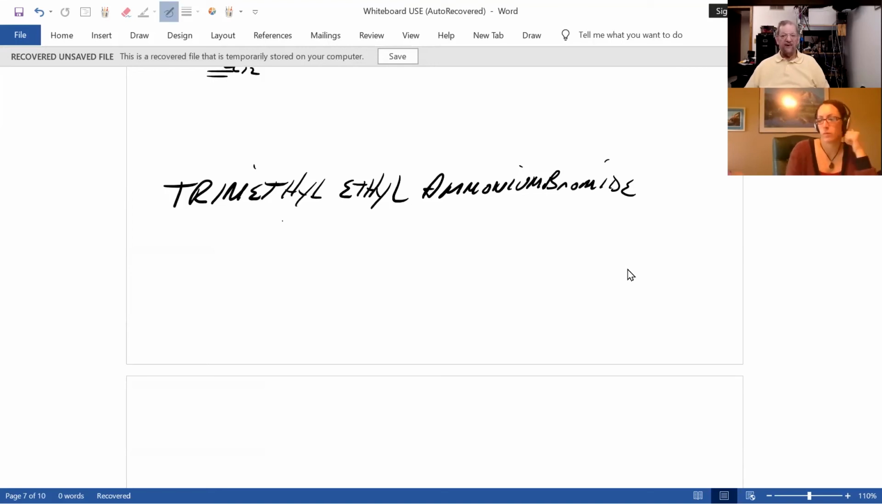All right, it looks like everybody's done. Let's do this. Start from the right, move this way. Ammonium bromide. Well, quaternary ammonium salt. And what are my R groups? Ethyl and 3-methyl.